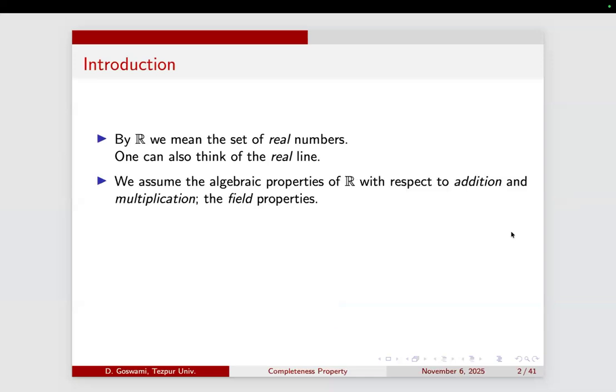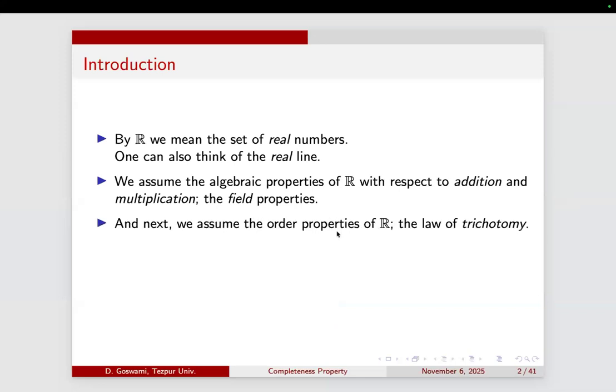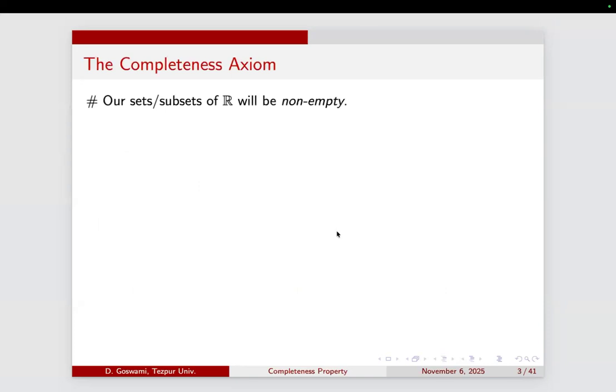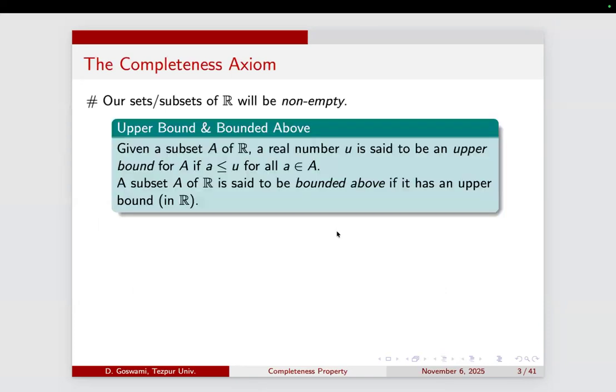As I was saying, there are some algebraic properties, which are field properties, and order properties. Our interest is in completeness property. That's that the set of real numbers is complete in more than one sense. Let's begin. We'll assume that our sets or subsets will be non-empty.